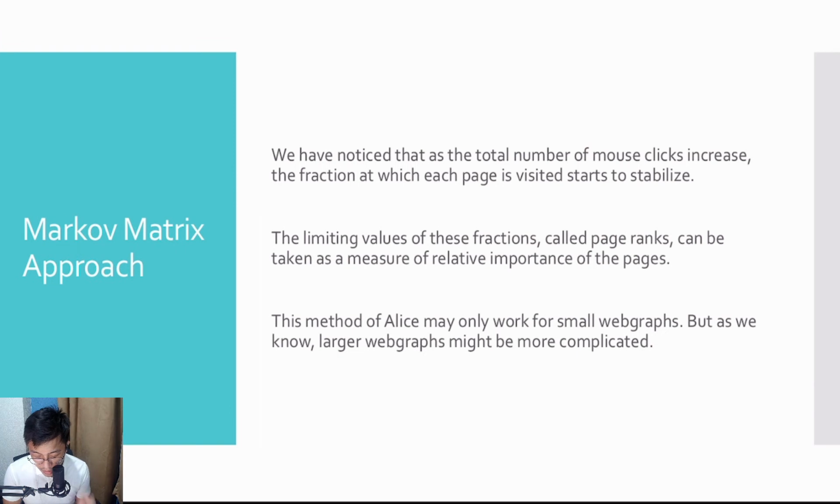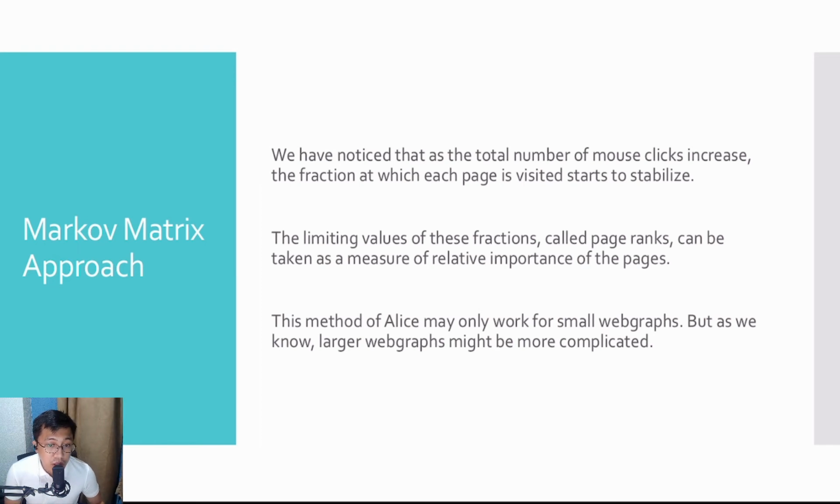Okay, so how do we apply the Markov matrix in this strategy of Alice? We have noticed that as the total number of mouse clicks increases, the fraction at which each page is visited starts to stabilize. So the limiting values of these fractions, called page ranks, can be taken as a measure of the relative importance of the pages.